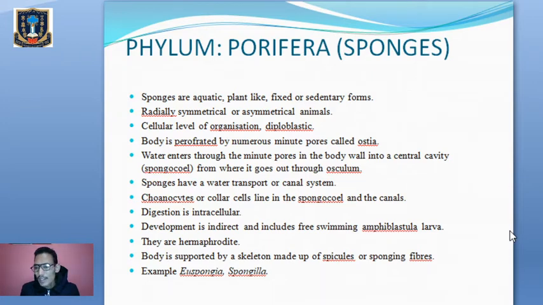Okay, although the cells are differentiated to carry out different functions, the cells do not form a group to form tissues. So they have got a cellular level of organization and they are diploblastic, having two embryonic germ layers. They have got ectoderm and endoderm.